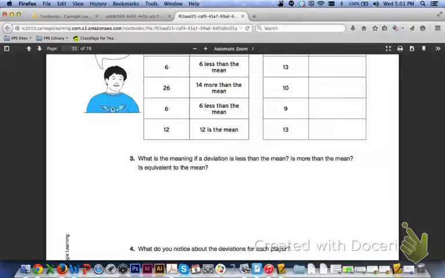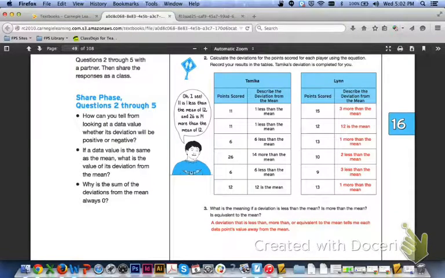First telling me the mean, what is the meaning if a deviation is less than the mean, or if it's more than the mean, or if it's equivalent to the mean. Number 4, what do you notice about the deviations for each player? So for number 3, what the deviation tells you is how far away from the mean or the average a data value is. If it's a lot higher than the average, that's obviously pretty surprising. And if it's a lot lower than the average, it's pretty surprising as well.